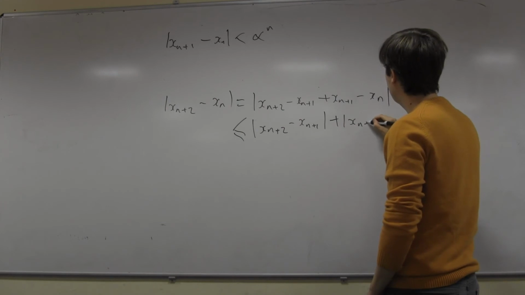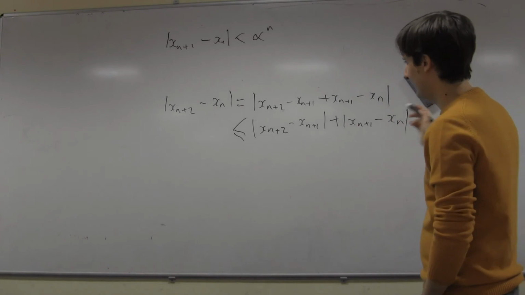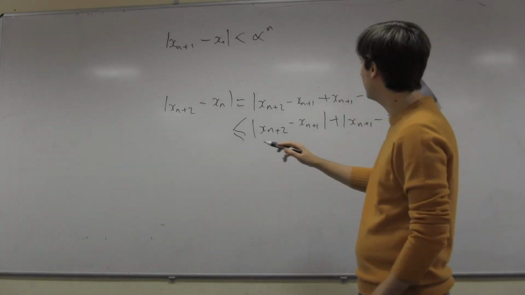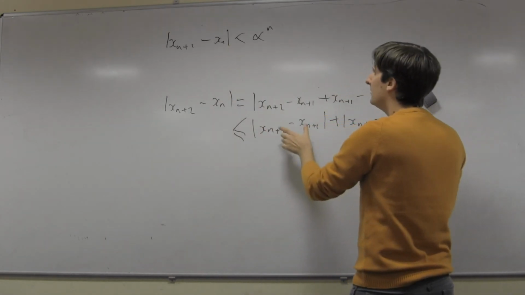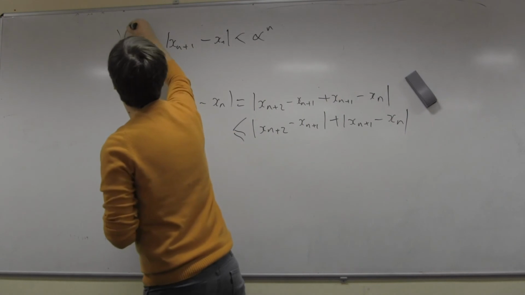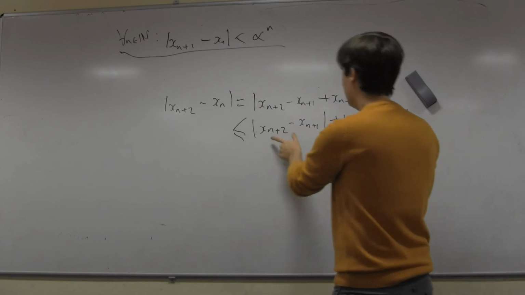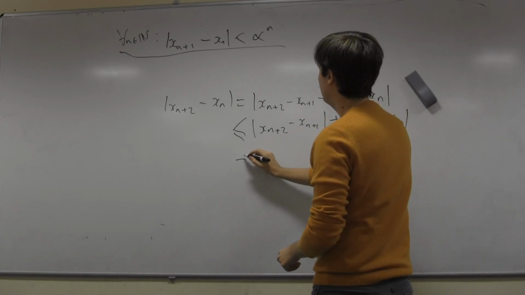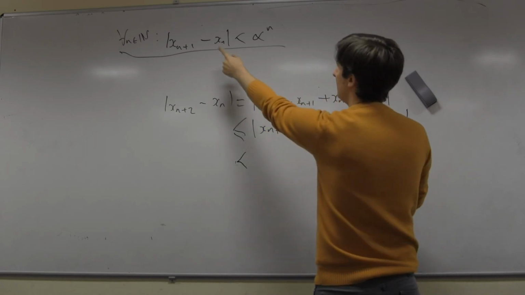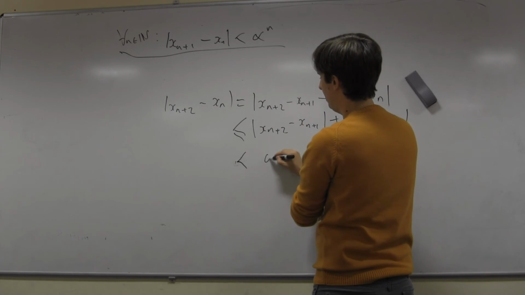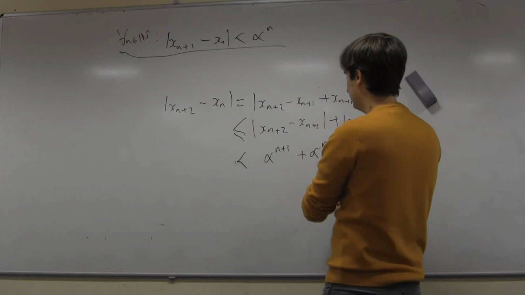So let's see if this helps. You never know if something's going to work, but you kind of have to guess what route you're going down. This is supposed to hold for all n in N, so it also holds here. So this is this, but push forward one period. So this is less than alpha to the n plus 1, and this is less than alpha to the n.